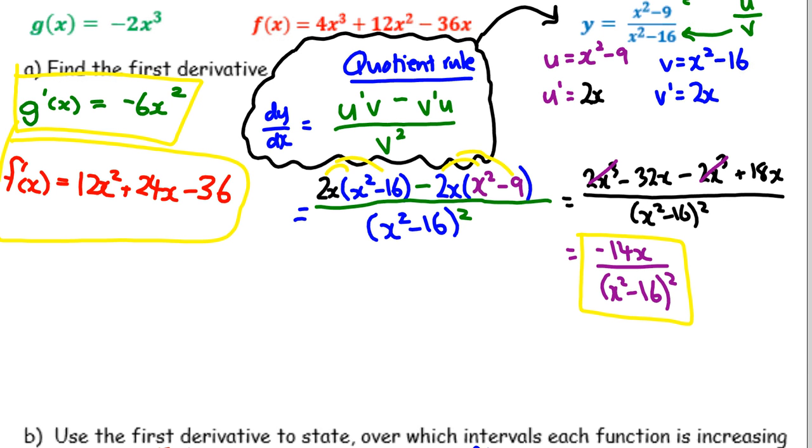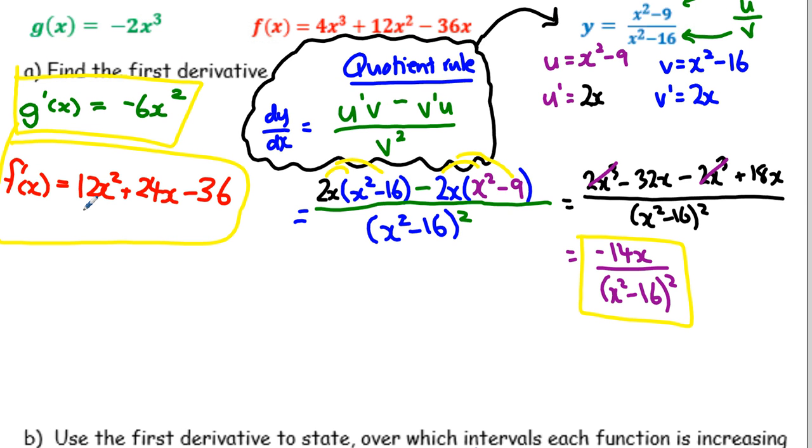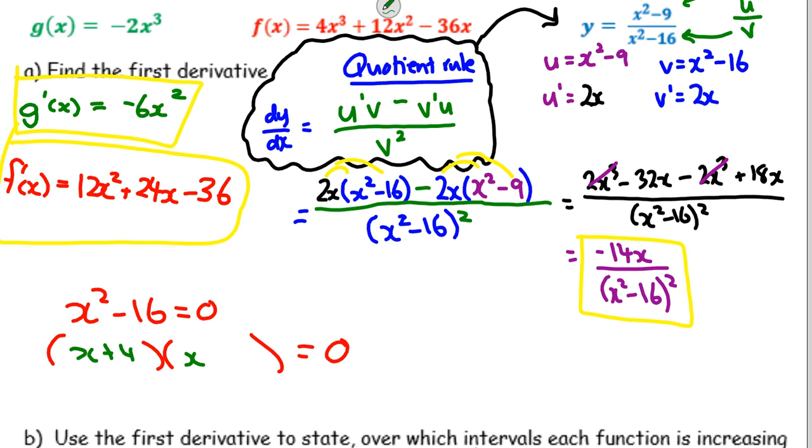I'll just show you here. So, x squared minus 16 equals 0. What's something special about that quadratic? It's a difference of squares. Good. So what would it be? x plus 4, x minus 4. So what would be the equations of the two vertical asymptotes then? x equals negative 4 and x equals positive 4.